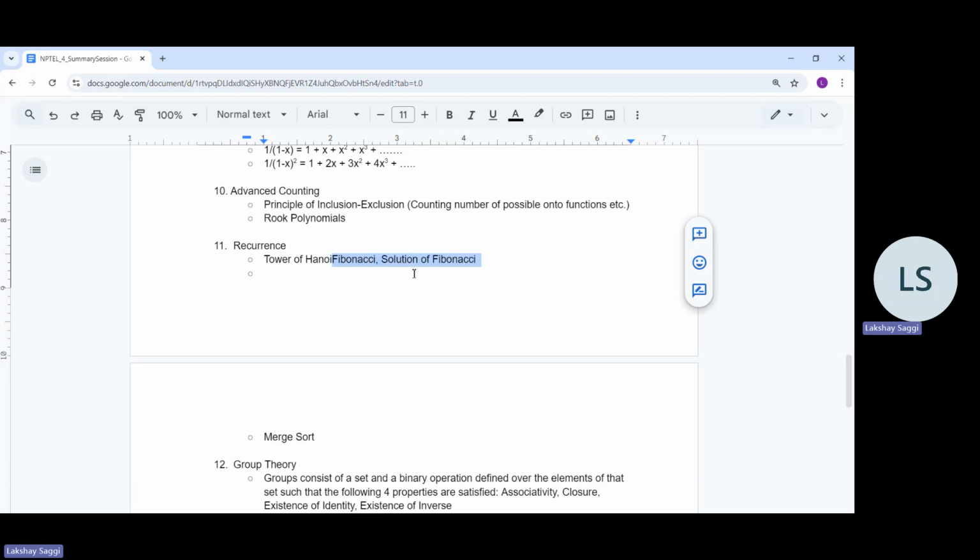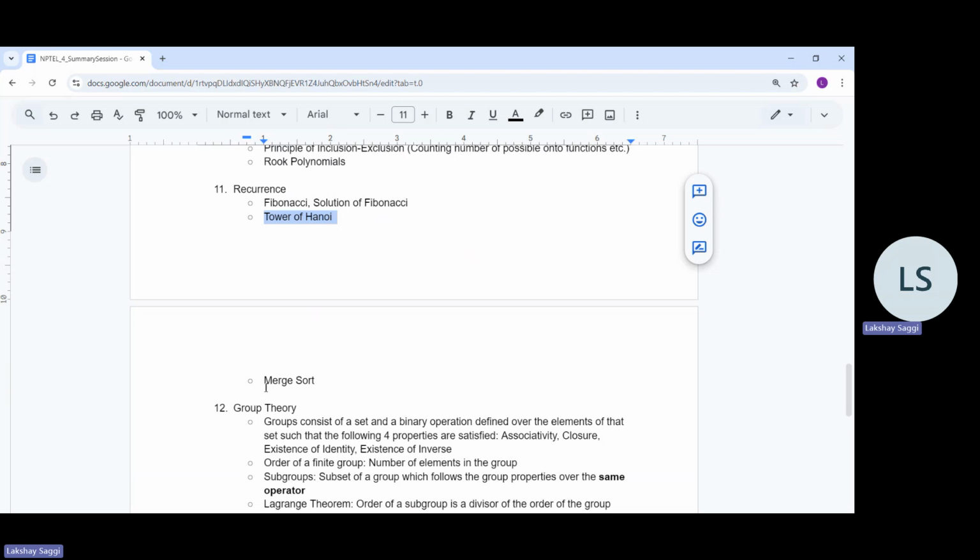We saw what the Fibonacci series is, a recurrence in which the nth term is just the sum of the n minus 1th and n minus 2th terms. And then we saw how to solve the Fibonacci series. In general, we saw how to solve a number of recurrences. Not all recurrences can be solved, but we saw some of the recurrences which we can solve. And then we saw the Tower of Hanoi problem, which is again related to recurrences, and we saw the solution to it also.